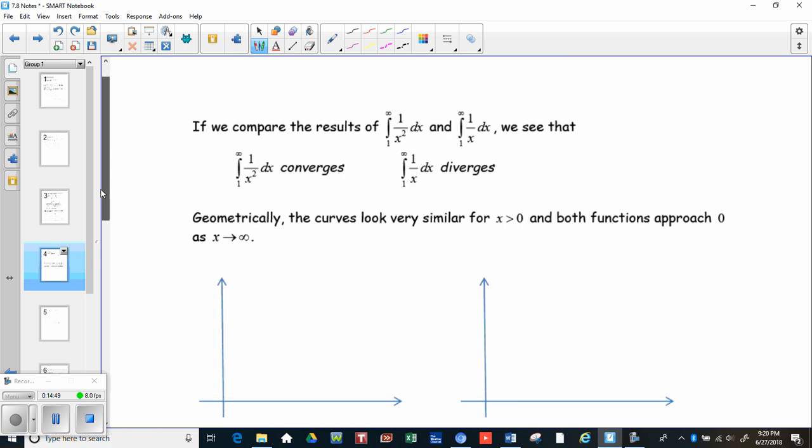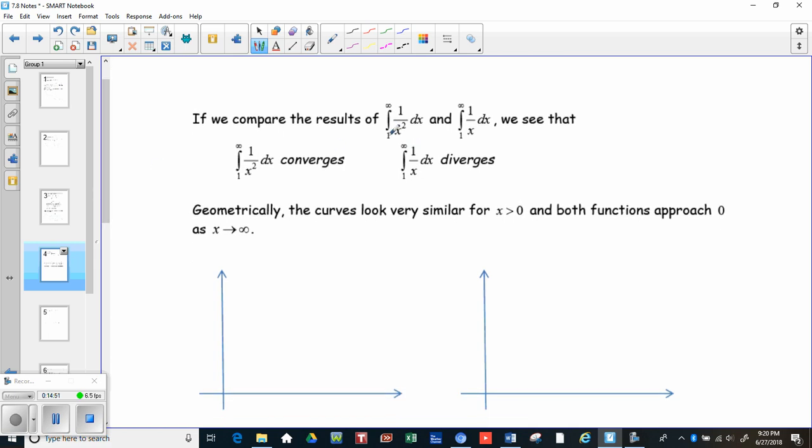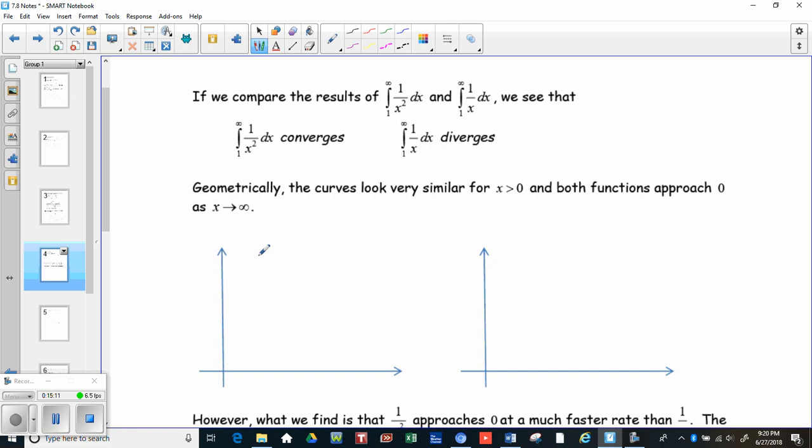Okay, if we compare the results, however, of the integral from 1 to infinity of 1 over x squared dx and the integral from 1 to infinity of 1 over x dx, if you think back to what we did in the beginning of this, 1 over x squared converged because we did get a finite value. And 1 over x diverges. It's very interesting to think about geometrically. Let's take a look at this. So 1 over x squared looks like this.